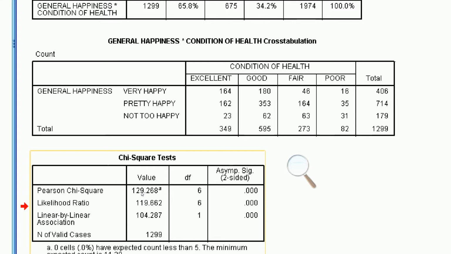Now, it's not clear whether this is a strong relationship or if it's even some kind of intuitively meaningful relationship. All we know is that this relationship holds in the population. But we should also consider that we have a fairly large sample here, 1,299 cases, and so we're more likely to find a significant result as a consequence.